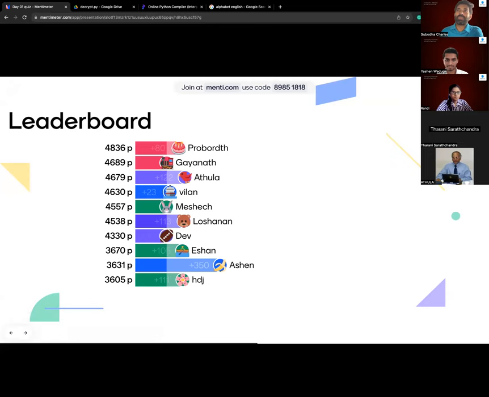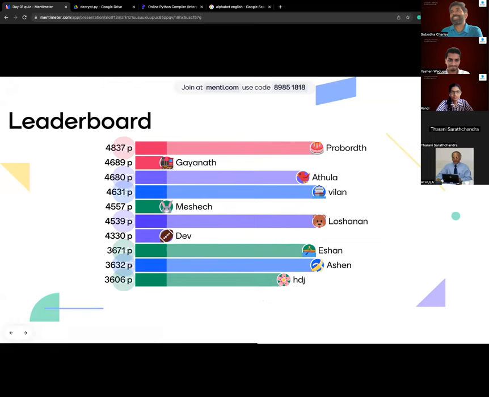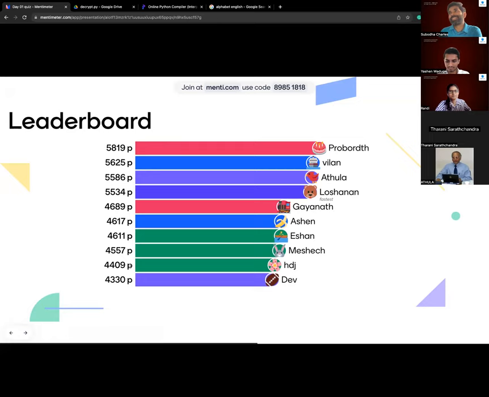Who is leading now? Do we have the villain at the top? Guess not. Close competition. Probodh and Vilan and Atula Loshanan. Right? Let's see who will remain at the top at the end of the quiz.